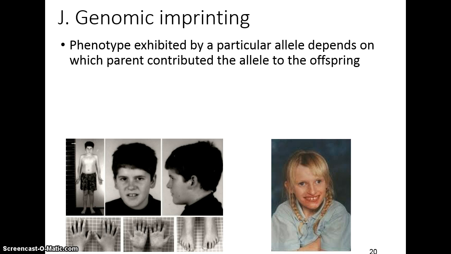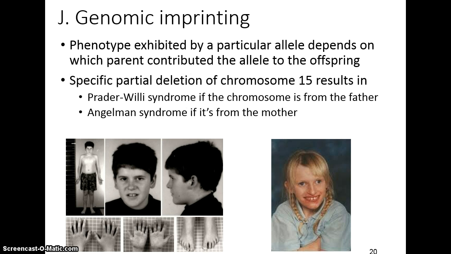Genomic imprinting is also a common genetic chromosomal disorder, and this is basically where it depends on whether you got your mutation from the mother or the father, which will change what disorder you have. For example, if you have a partial deletion of chromosome 15, if it comes from the father, it is Prader-Willi syndrome, and that's this here on the left, and if it comes from the mother, it is Angelman syndrome. These have some similarities, but for the most part are very unique diseases.